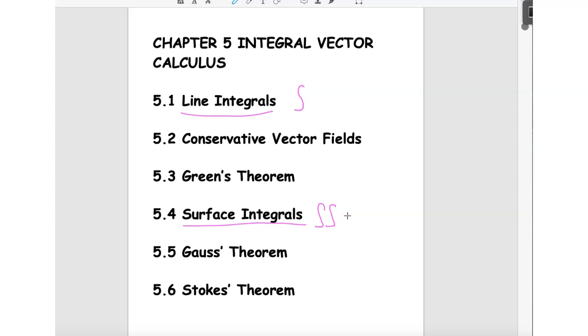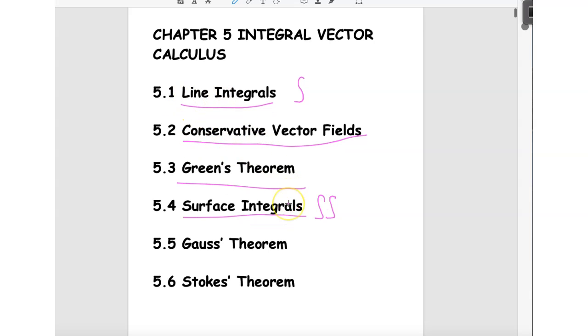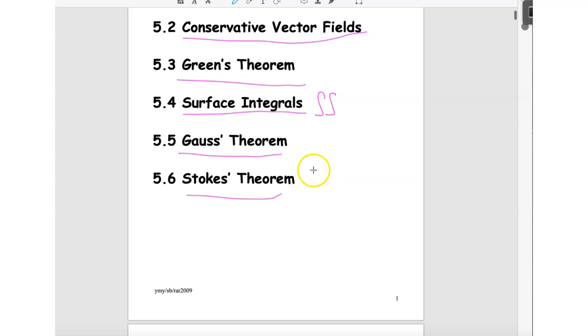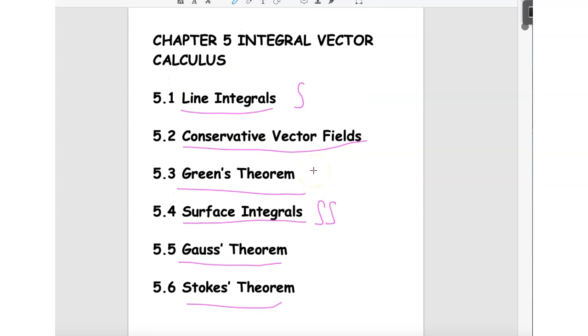Okay, so the application that we will focus on in this chapter is the conservative vector field, and part of that we will look at one theorem called Green's theorem. These two subsections are under the line integral. You have other theorems, namely Gauss theorem and Stokes theorem, and these two theorems are under the surface integral. So this is what we will focus on in the last chapter, chapter 5.